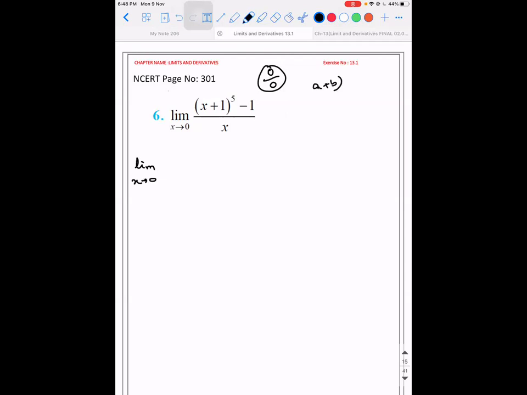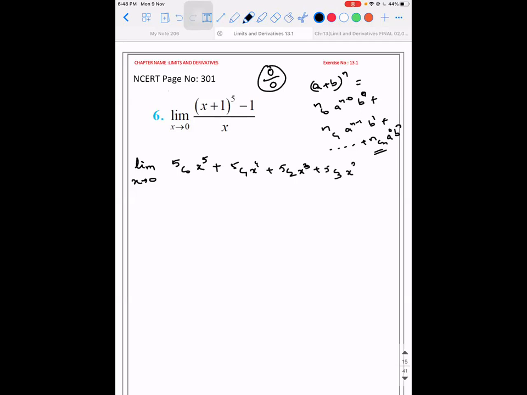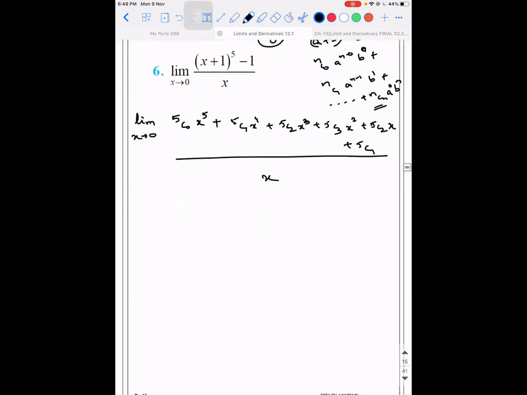So we know what is a plus b the whole power n, right? It is nC0 a power n b power 0 plus nC1 a power n minus 1 b power 1 plus so on, nCn a power 0 b power n. Do you guys remember this? So here when you apply the formula, it will be 5C0 x power 5 plus 5C1 x power 4 plus 5C2 x cubed plus 5C3 x square plus 5C4 x plus 5C5, the whole divided by x. Guys, do you remember this? Also, nCr is equal to nC(n minus r).